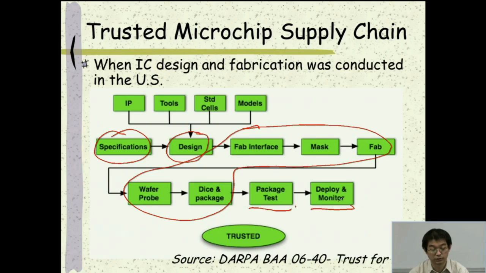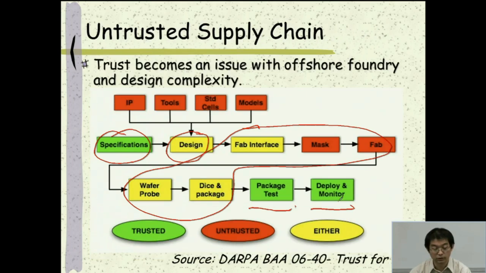Everything is trusted. However, with the increased design complexity and with the offshore foundry, a lot of these blocks become untrusted. So for example, this design team may be trusted. We may say, okay, we have used this design team for years. However, they are using models which come from other sources. They are using third-party intellectual properties. They are using design tools. And these things may not be designed by a trusted source.